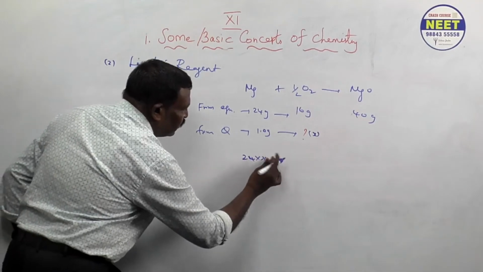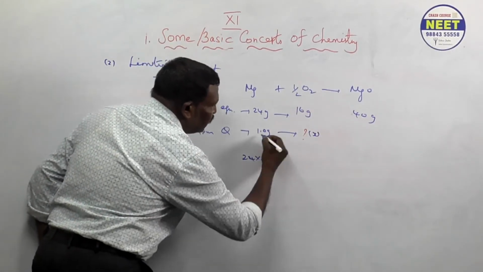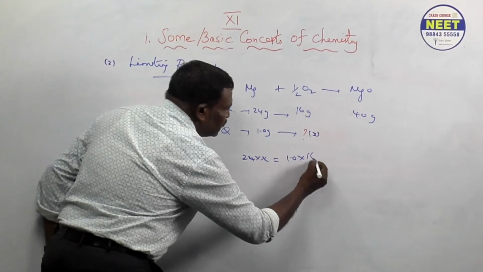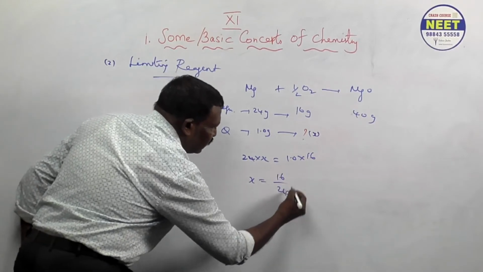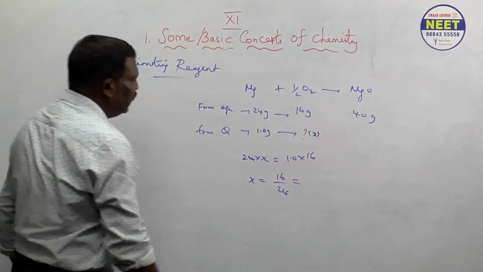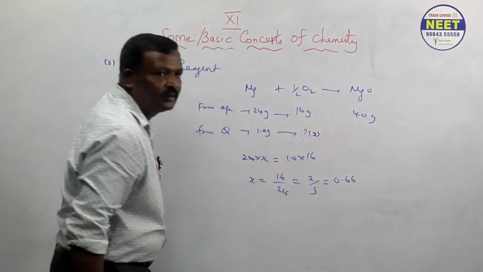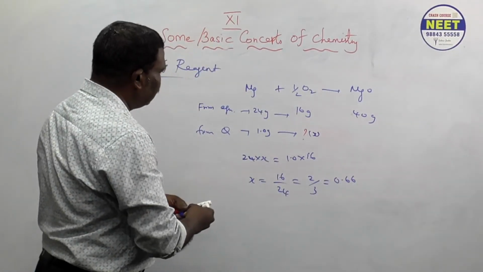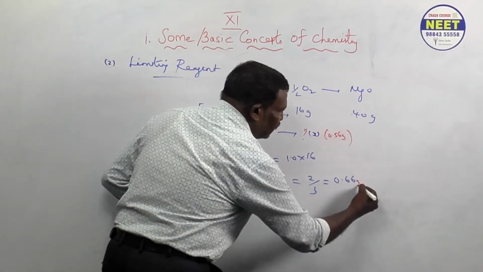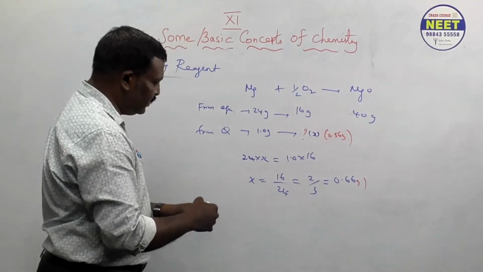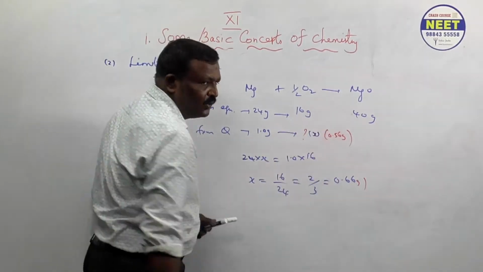So what? X into 24, cross multiplication. This into this, this into this. So 1.0 into 16. X is equal to 16 by 24, which is 2 by 3, approximately 0.66 grams. Correct? Understood? But see the question. What's given? 0.56 gram is given. It should react with 0.66 gram, but the question itself gives 56.